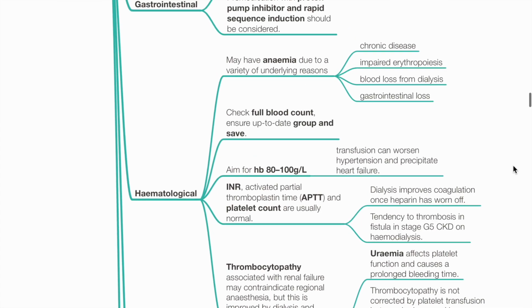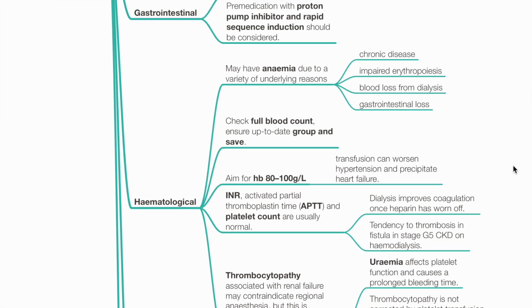Hematology. The patient may have anemia due to a variety of reasons such as chronic disease, impaired erythropoiesis, blood loss from dialysis, and GI losses. Check full blood count and group and save. Aim for Hb 80 to 100 grams per liter. Transfusion may worsen hypertension and precipitate heart failure.